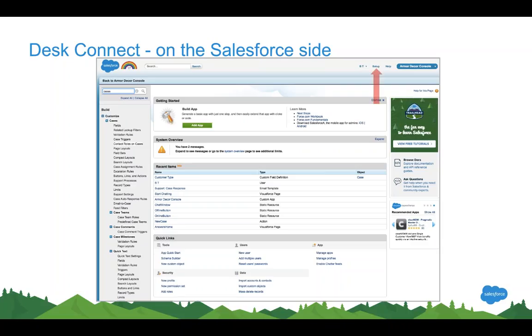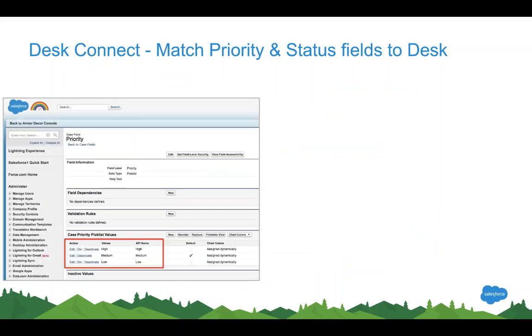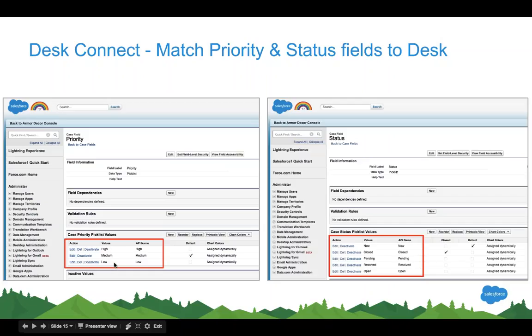I'll basically go to the setup section of the Salesforce instance that I'm the administrator in. I'll search for cases, and when I grab the case fields, I'm going to go ahead and first match the Desk priority to what I see in Salesforce. So I'll make sure that the case field priority in Salesforce has the same things that I see in Desk, so high, medium, low. And then on the case status fields, that I also see the Desk fields: new, closed, pending, resolved, and open.